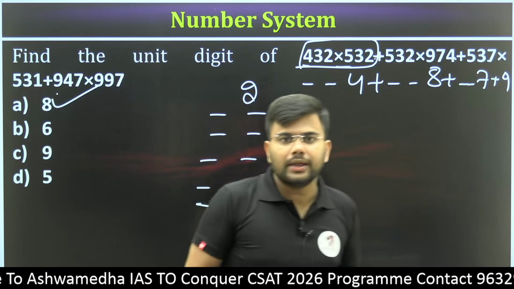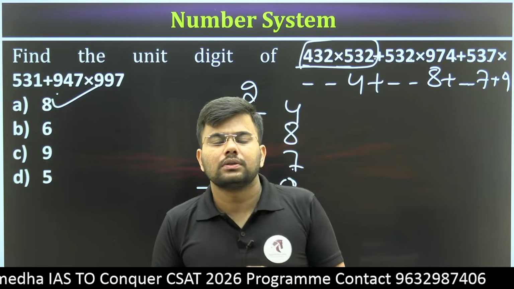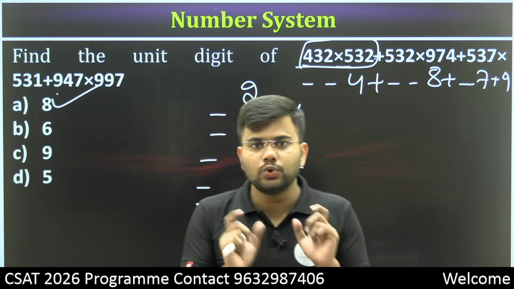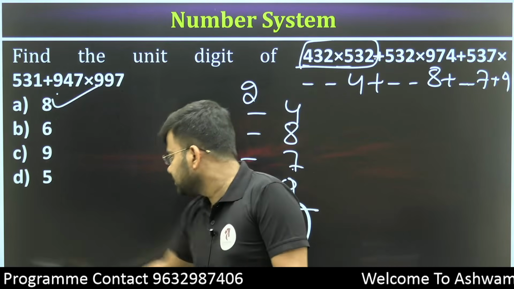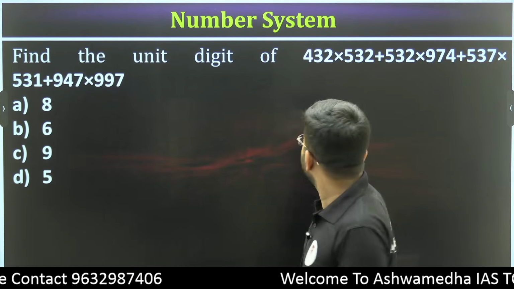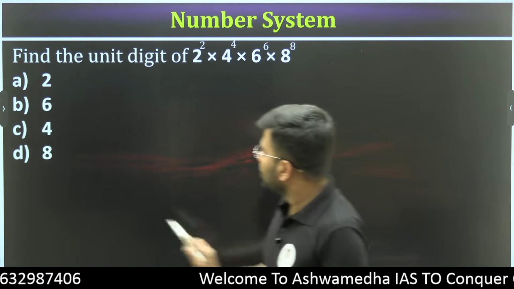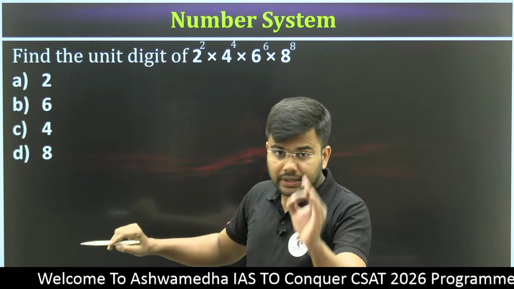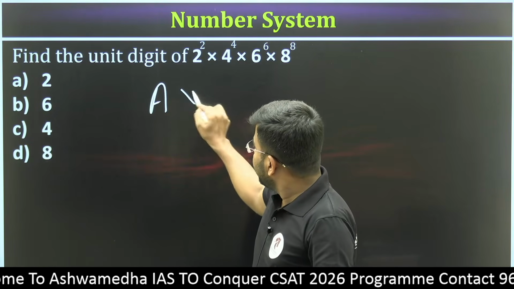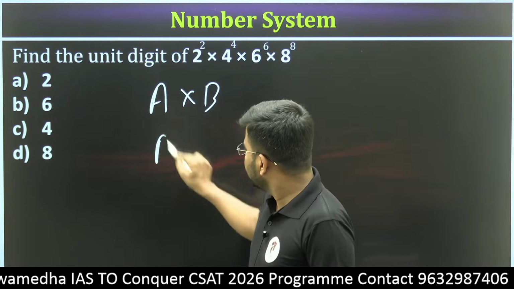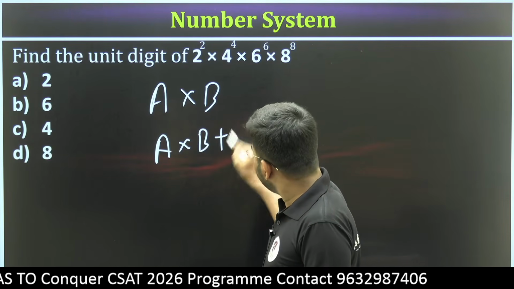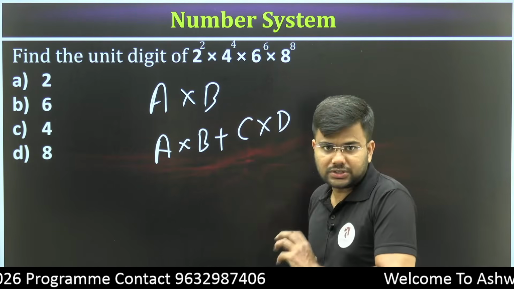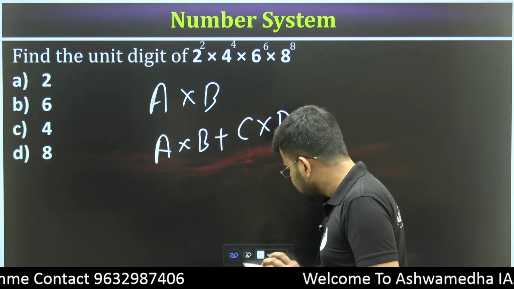I hope you are understanding. You have solved the questions based on multiplication, and if there comes addition between two products, I hope it's clear. Let's see next question. Now, if there is unit digit A into B, you know to find out A into B plus C into D, you know to find the unit digit when the numbers are like this.